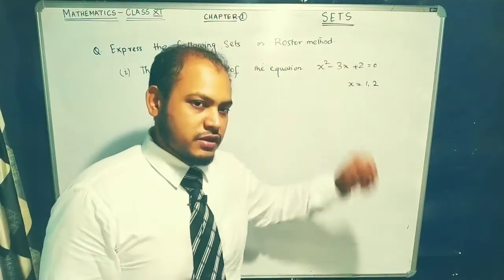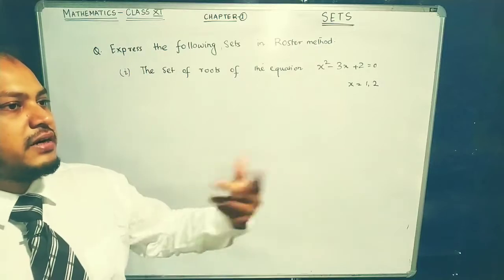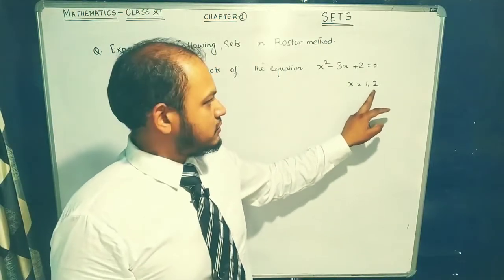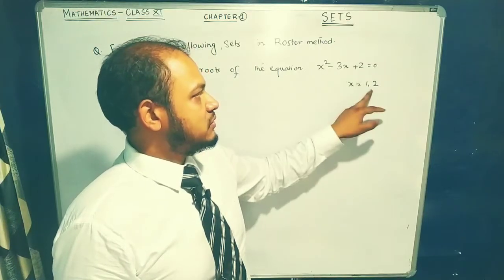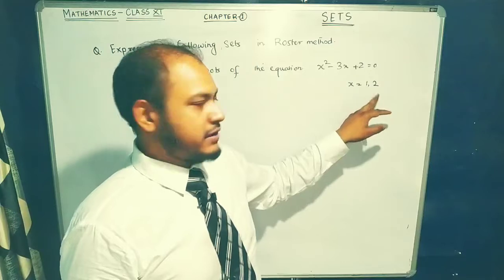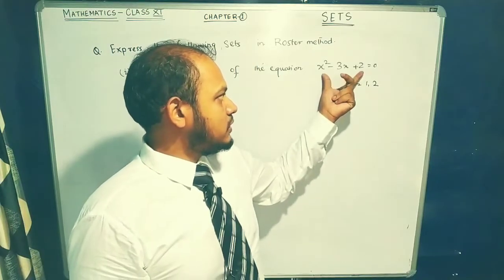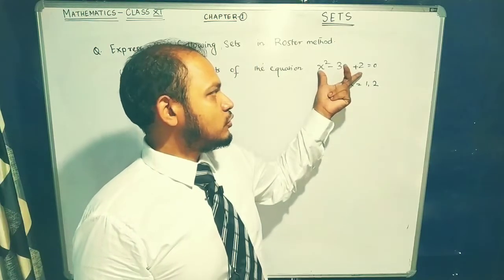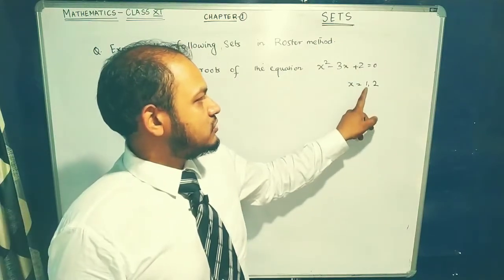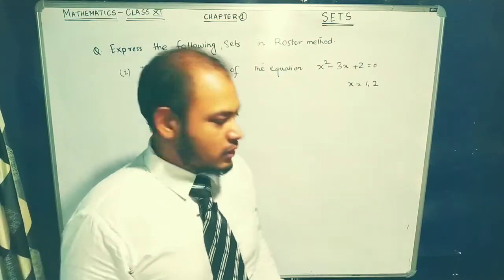Remember this definition of set. Set is a collection of well-defined, definite and distinct objects. How is it well-defined? Because these are the roots of this equation. It is definite, yes, each and every element is a root of this equation. And thirdly, it is distinct. 1 is not the same as 2, 2 is not the same as 1.